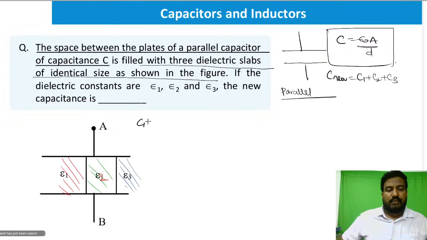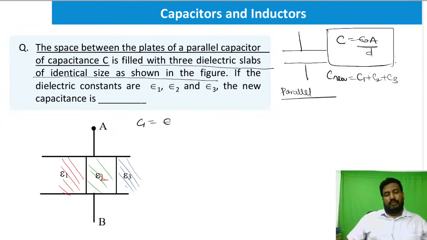How much is C1? Epsilon 1, area 1/3 of it, A by 3 by D. This is epsilon naught, epsilon R1, A by 3D. This is epsilon naught A by D, which is C, into epsilon R1 by 3. So this is C by 3 into epsilon R1.